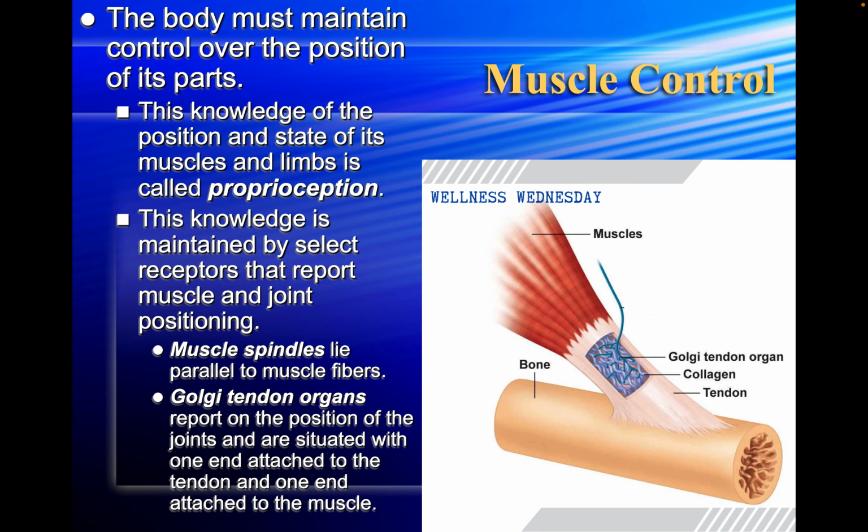The body must maintain control over the position of its parts. This knowledge of the position and state of its muscles and limbs is called proprioception. This knowledge is maintained by select receptors that report muscle and joint positioning. Muscle spindles lie parallel to muscle fibers. Golgi tendon organs report on the position of the joint and are situated with one end attached to the tendon and one end attached to the muscle.